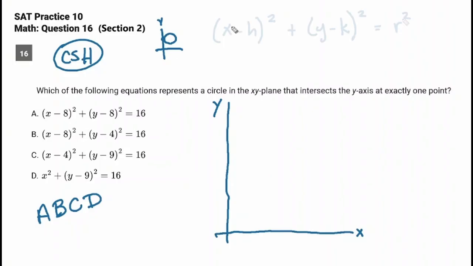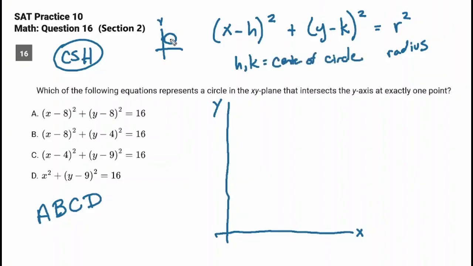It looks like this. The x and the y don't matter. The h, the k, and the r matter. The r is the radius, so r squared is radius squared. The h and the k are the center of the circle, the x, y coordinates of that center. What's the radius of the circle? Well, we look at the answer choices. It's 16 in every answer choice. It's radius squared, so the radius of this circle is 4.